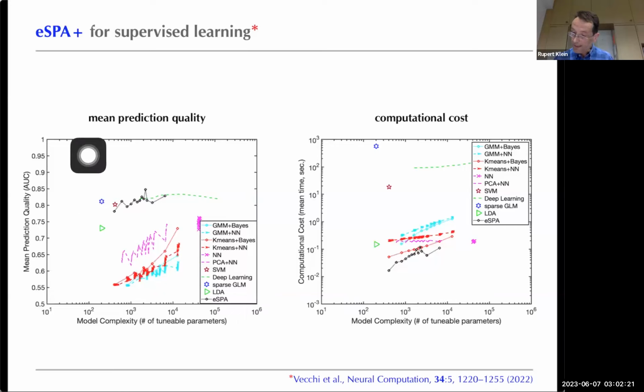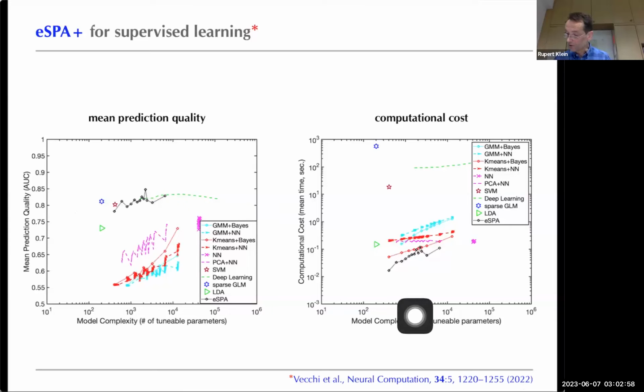And here is a comparison of the mean prediction quality on El Niño. And you can see that there's only a few competitors that in quality are up to this level in the area under curve criterion, which is a standard one in machine learning. I don't want to explain it here, but it turns out, so this is only the sparse GLM, the support vector machine here, and the deep neural network, and the sparse probabilistic approximation, they achieve formally this level of accuracy.